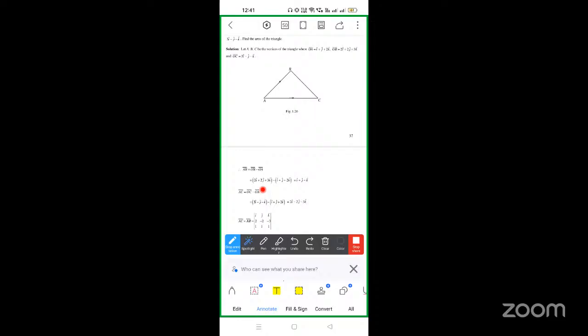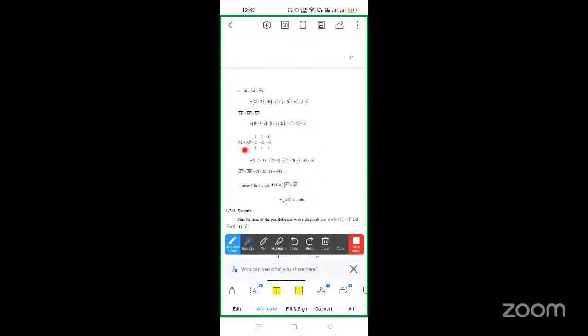AB is OB, 2i plus 2j plus 3k, minus i plus j plus 2k. That is equal to i plus j plus k. AC is equal to OC minus OA, so 3i minus j minus k minus i plus j plus 2k. So that is equal to 2i minus 2j minus 3k. So AC cross AB is the cross product of the above two vectors: i, j, k, 2, minus 2, minus 3, 1, 1, 1. So we are getting the vector i minus 5j plus 4k.